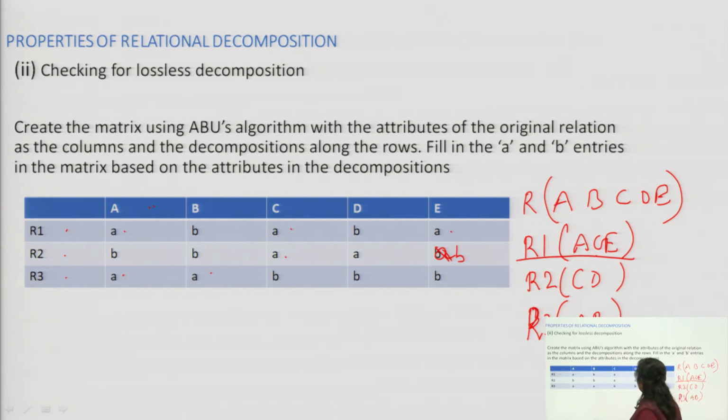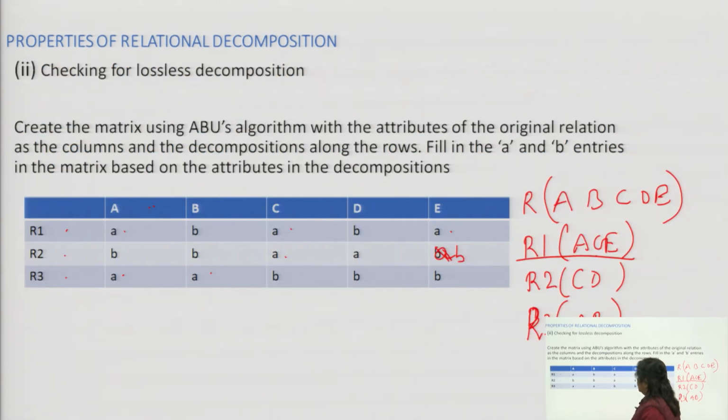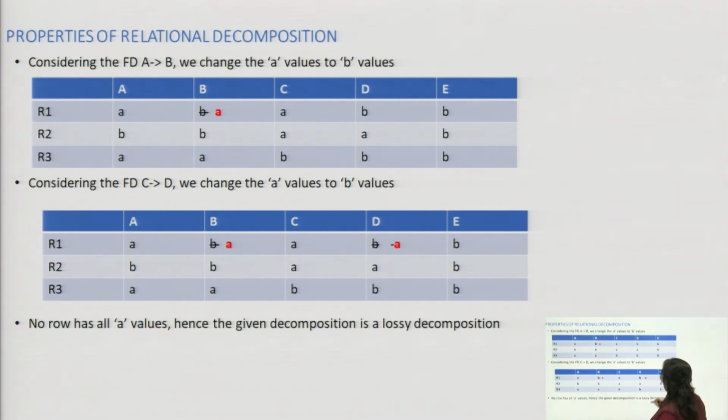So, now what we will do is take up the functional dependencies one by one. What were the functional dependencies? A to B and C to D. So, we will take up these functional dependencies one by one. Let me take up A to B first.